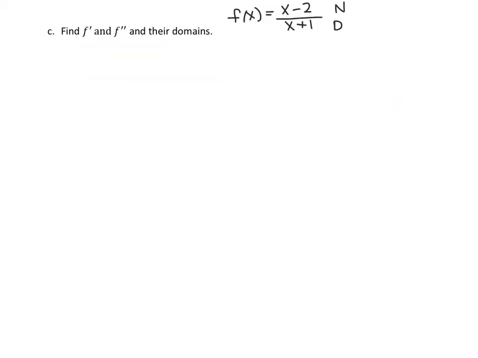Next, we want to find the first and second derivatives. Our original function is a quotient. We have both a numerator and denominator, so we're going to have to use the quotient rule to find the derivative. So f prime of x is going to look like: we begin by taking the denominator, x + 1, times the derivative of the numerator, which is 1, minus the numerator, x - 2, times the derivative of the denominator, which is 1. And then that's all divided by the denominator squared, so (x + 1) squared.